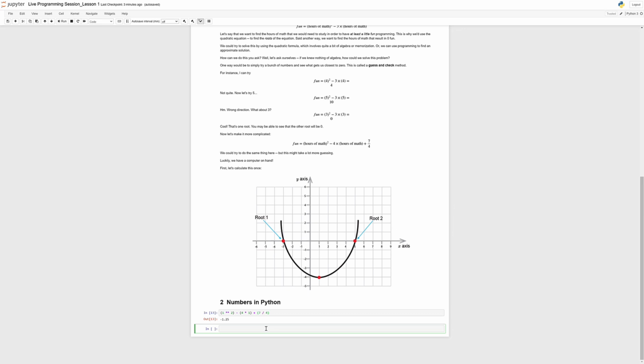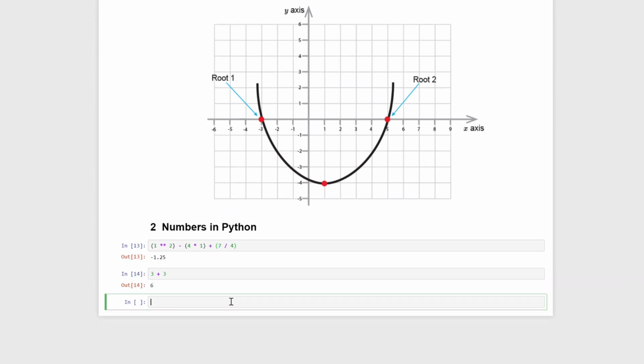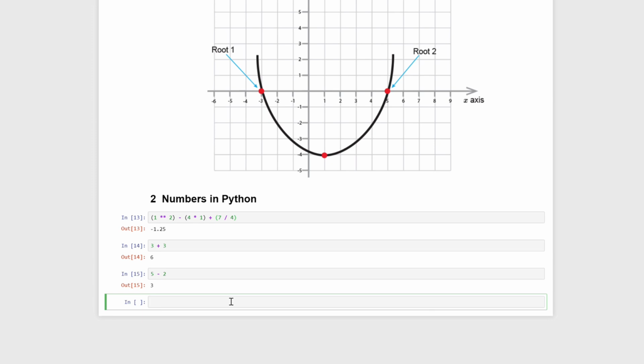And you can also use parentheses to separate sections of your addition and subtraction. So as I mentioned, you could do addition, like 3 plus 3, and you run that and you'll get 6. You can do 5 minus 2. You can run that and you'll get 3. Negative 2 times 15.